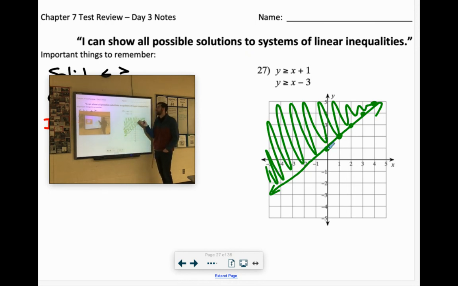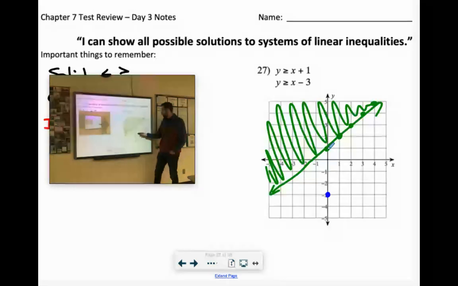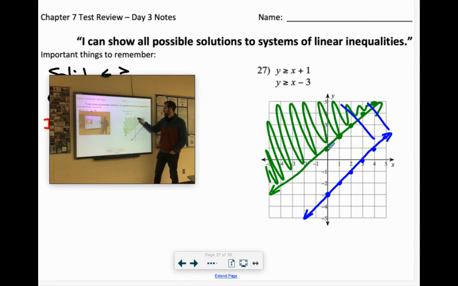So y is greater than or equal to x minus 3. Again it's going to be solid, and again we're shading above. So we start at negative 3. Our slope is 1, so we go up 1 over 1, up 1 over 1. So this would be a solid line and shaded above. That's all this stuff. This is all shaded.